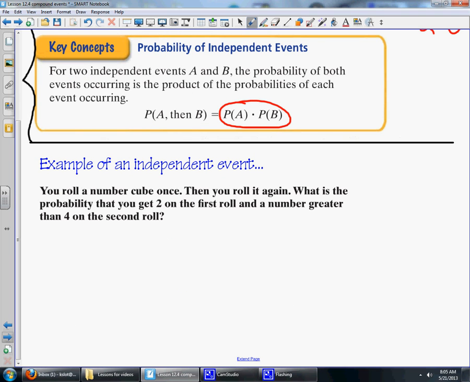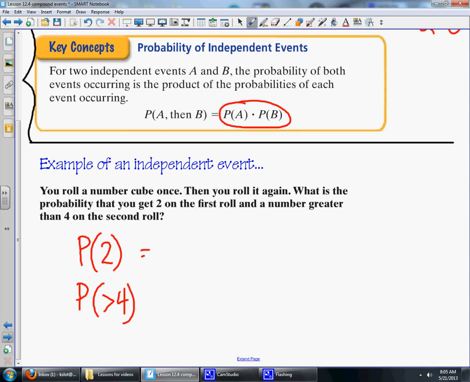You roll a number cube, which is a die, and then you roll it again. What is the probability that you get a 2 on the first roll? So we want a probability of 2, and then a number greater than 4 on the second roll. So then you want a probability of greater than 4.